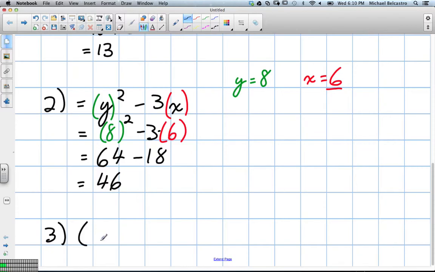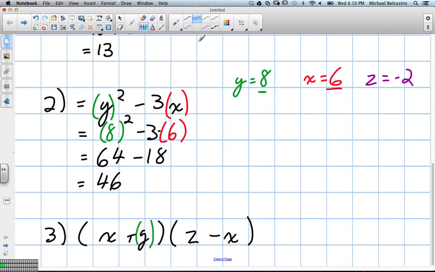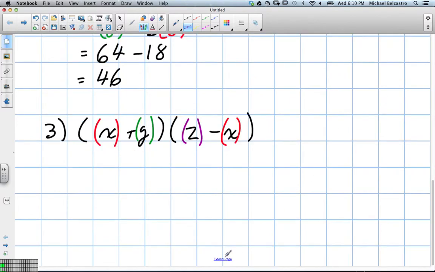Let's say we have x plus y times z minus x. Okay. Let's just keep in mind z was our value of -2, I believe, right? So this is all variables. So what we're going to do in this one, there's a couple ways we can solve it. We can distribute, but what we're going to do is just plug directly in. So we know y is 8, so we'll plug that directly in. Both of our x's, there's 2 in this equation, are the value of 6. And our z is actually -2. Okay, so we're going to plug those in here.